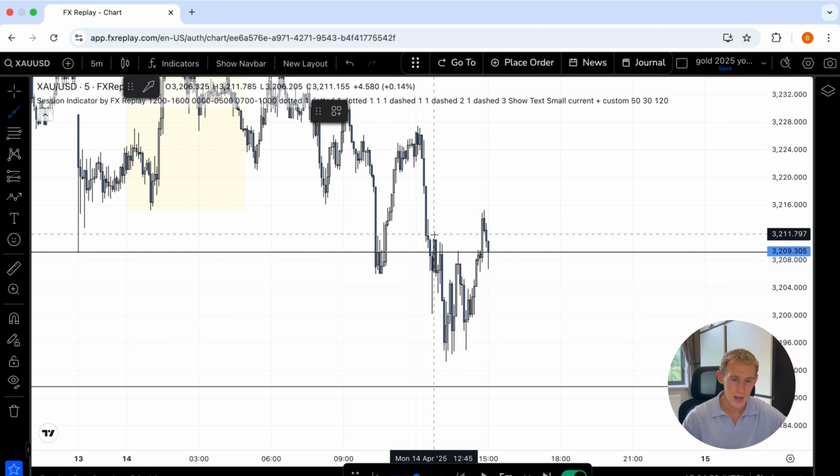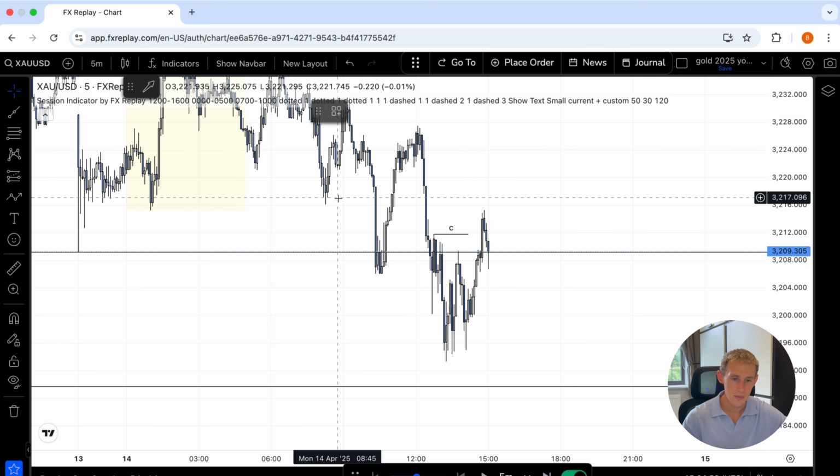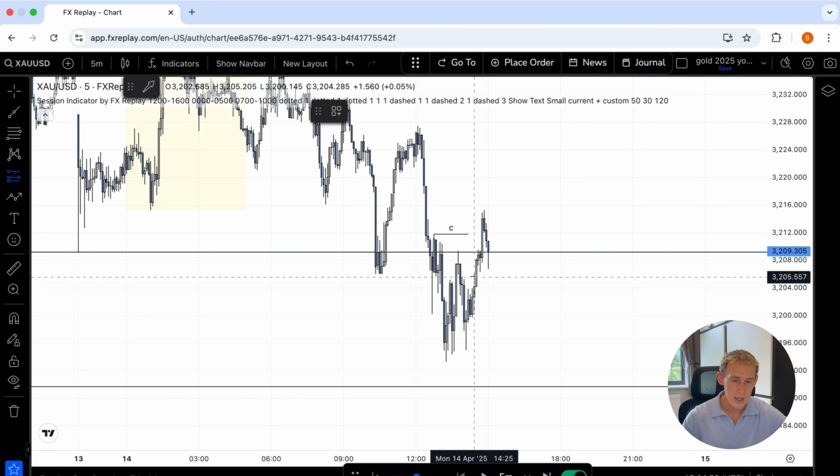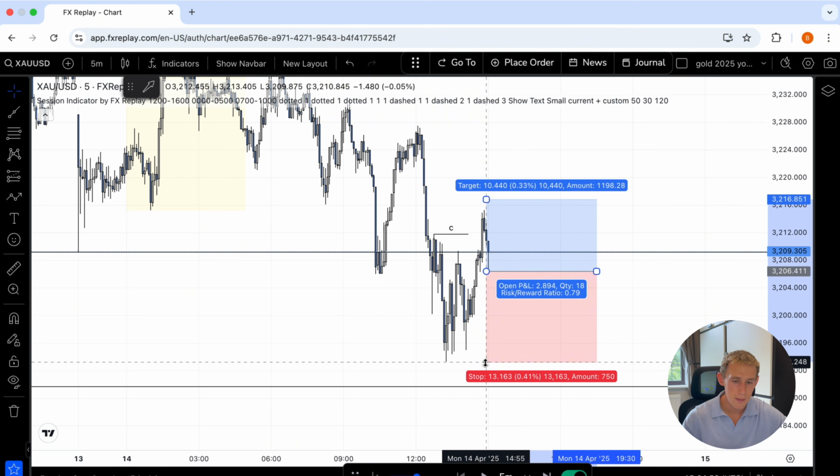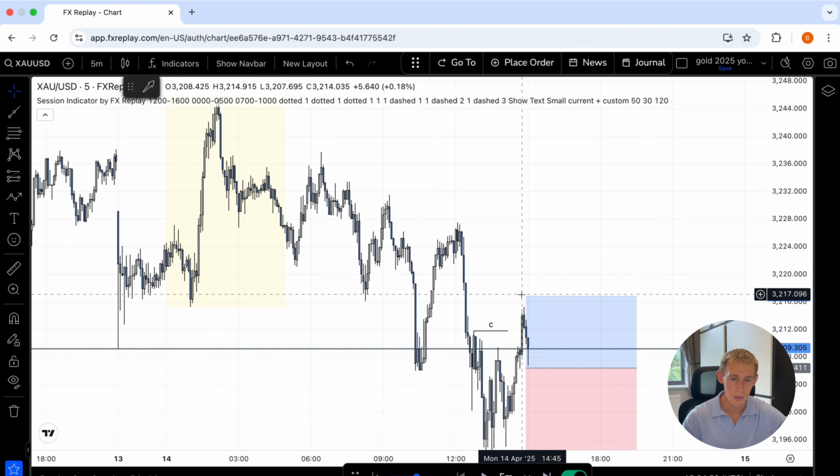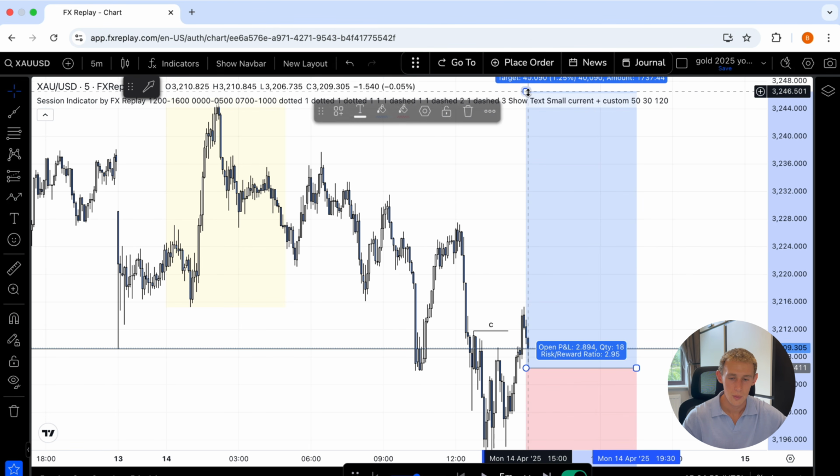Yep, there we go. So we've had a change of character here. In terms of entries on this one, I'm happy to enter anywhere on this whole imbalance because the risk to reward is already worth it. And then going for a 1 to 3.